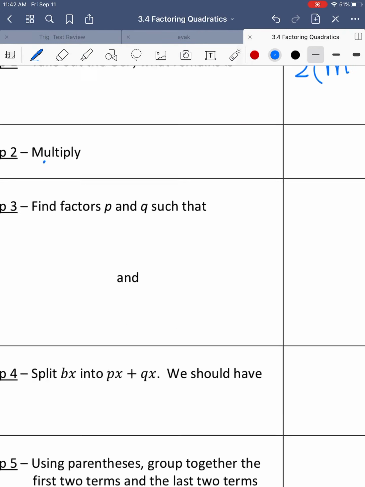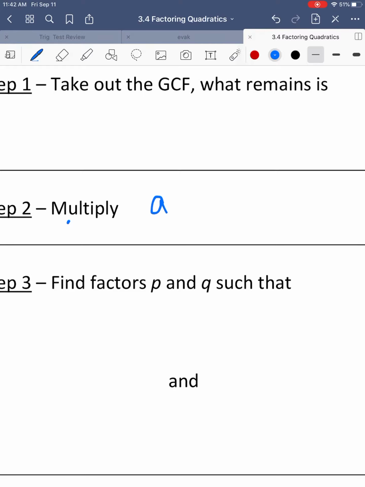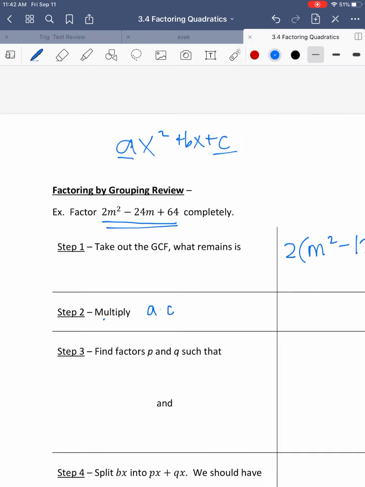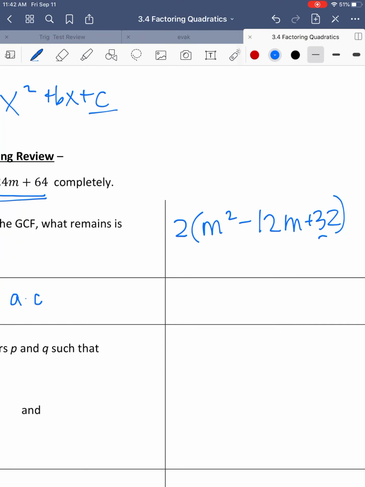The second step is we're going to multiply a times c. So if you can remember back in the day, you probably saw an equation of the form ax squared plus bx plus c. And pardon my pen, it's still in the process of being better. So a times c means that I'm going to multiply those two numbers. So here, if I ignore the 2 for now because I'm factoring, I'm just going to do 1 times 32, which gives me 32.